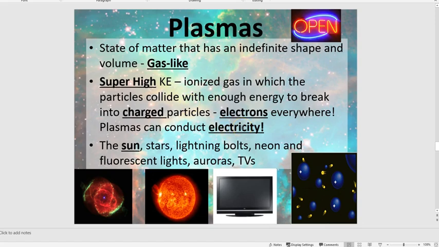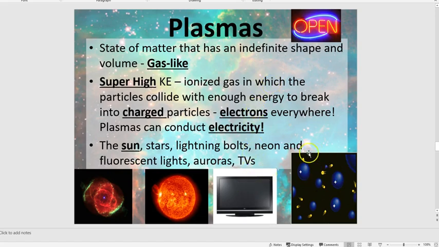If you remember in class, I held up a fluorescent light bulb to that plasma ball. And as I held it close, the plasma in that fluorescent bulb started to excite, and the light bulb lit up without being plugged into an actual electric outlet or circuit. So that is a great example. Also neon signs, if you've ever seen an open sign, those have plasmas in there that light up. The sun, stars, lightning bolts, neon fluorescent light, and aurora borealis use plasmas. Aurora borealis is like the northern lights. And then there are some TVs that use plasma.